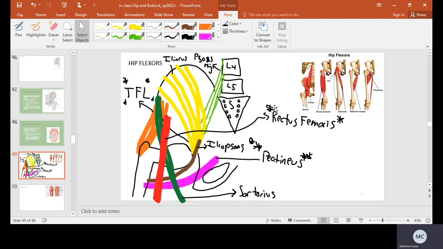Okay. Any other questions about hip flexors? It's a lot. It's a lot. That's just one part of it. We even covered the other two sections of the hip. Yay!